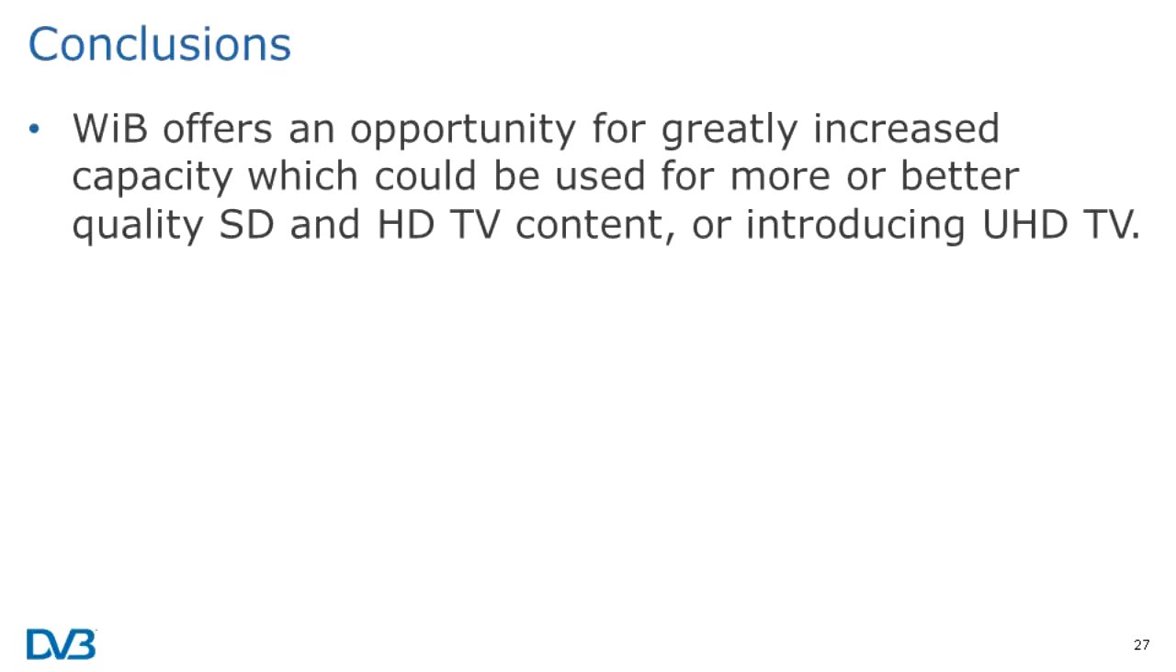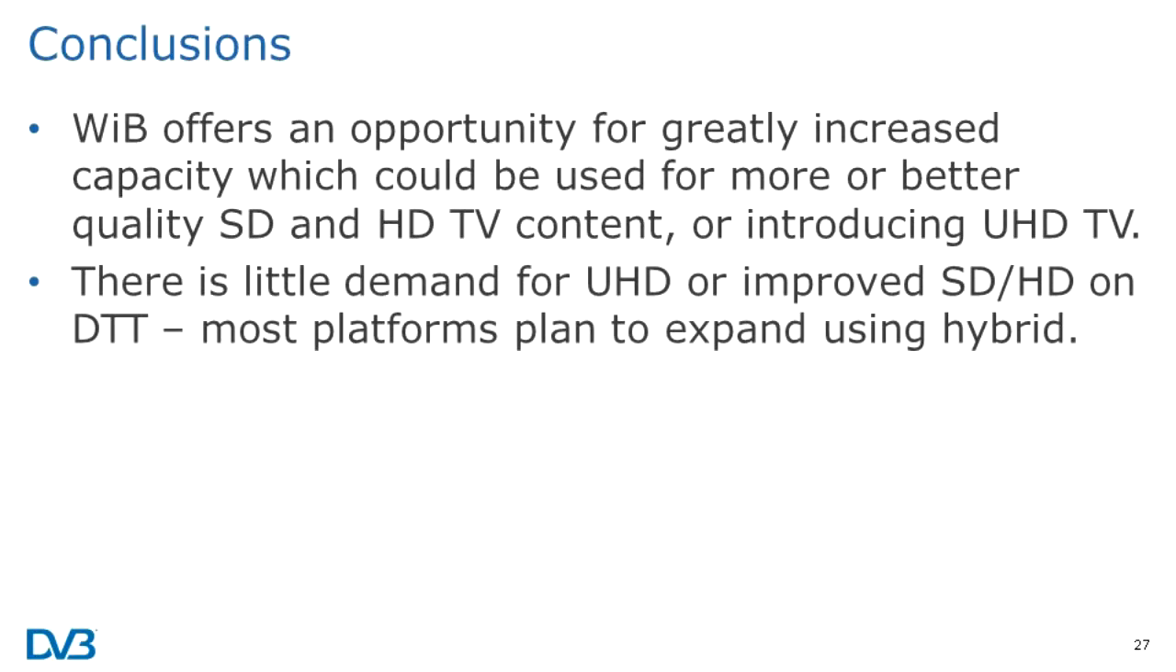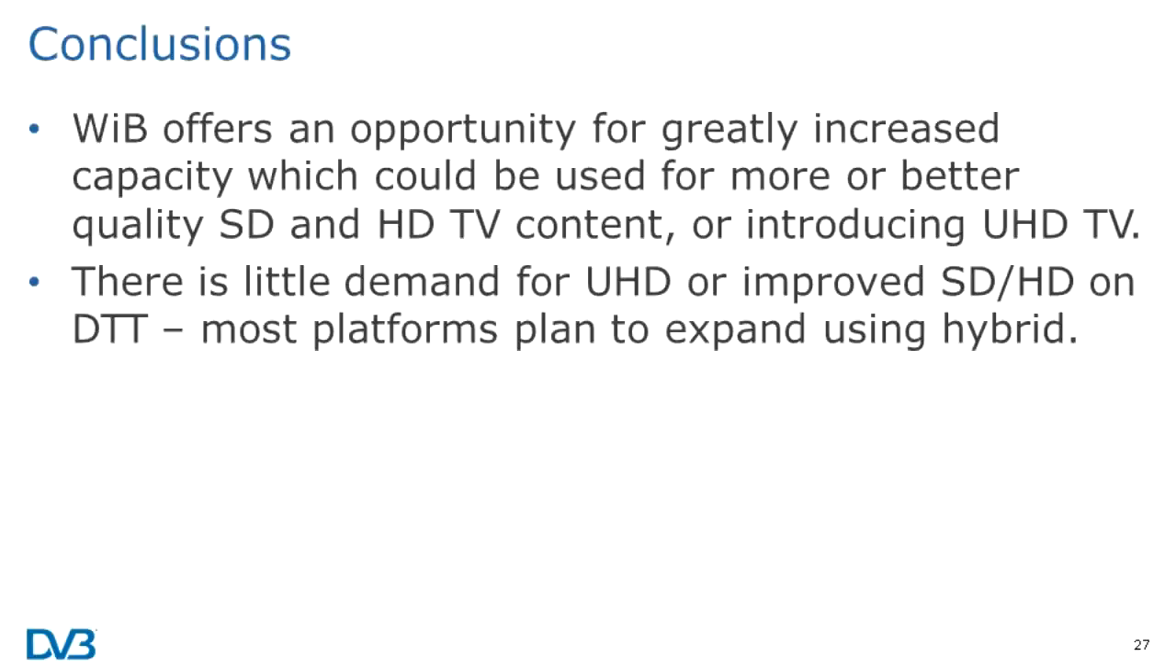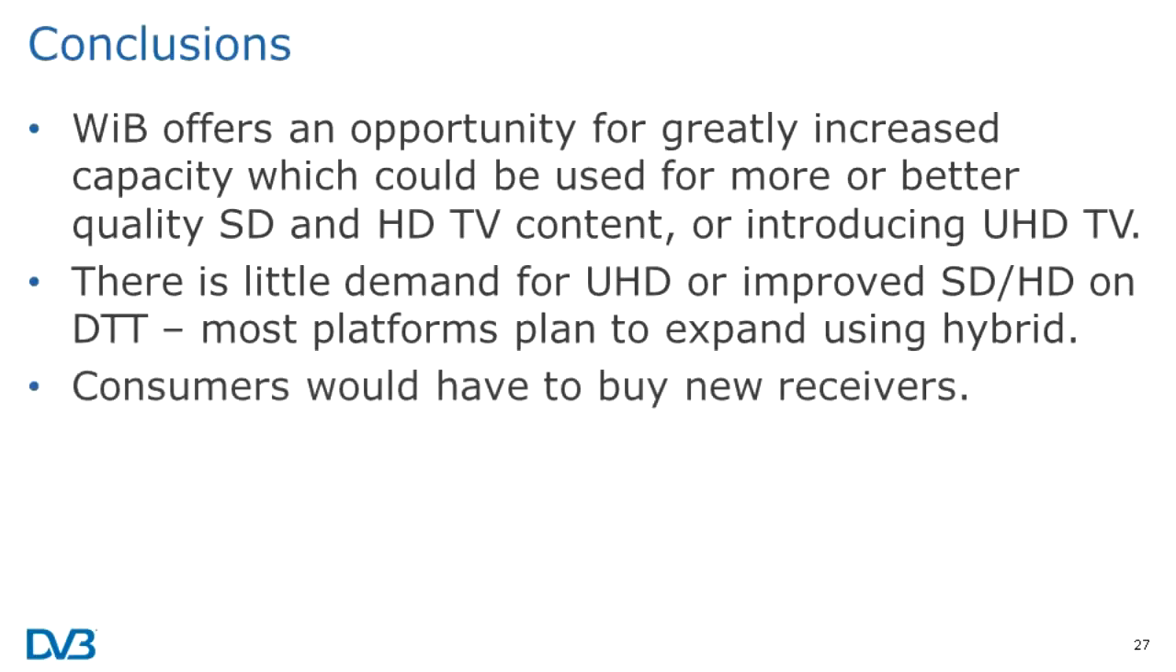So to conclude then, let's just try and summarize the things that we've found. WiB appears to offer an opportunity for greatly increased capacity, which could be used for more or better quality standard definition and high definition TV content, or for introducing UHD. That was the initial proposition, and that's what really made us want to kick off the piece of work. The problem is there's little demand for UHD or improved standard definition and high definition on DTT. Most platforms plan to expand using hybrid. Consumers would have to buy new receivers. Okay? Inevitably, that's going to lead to quite a bit of inertia.